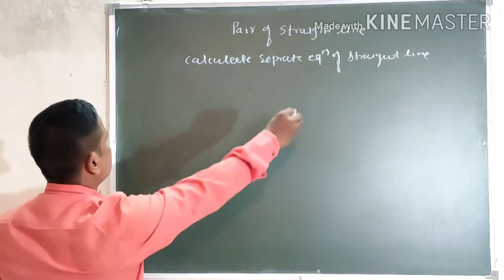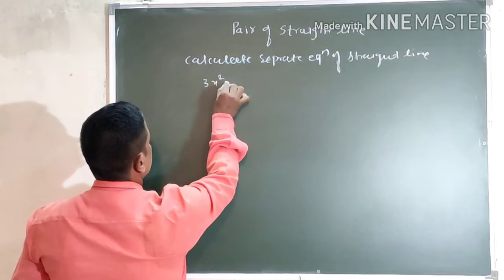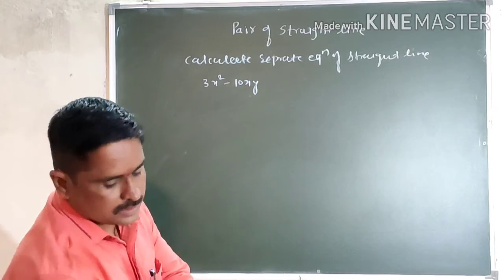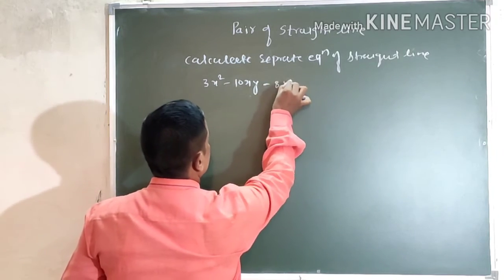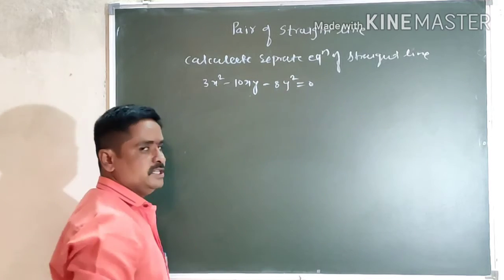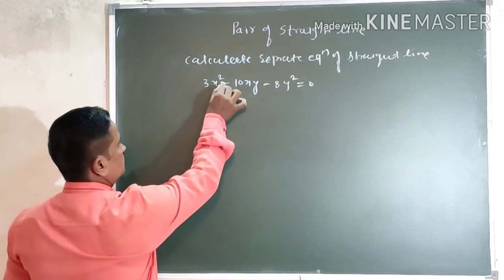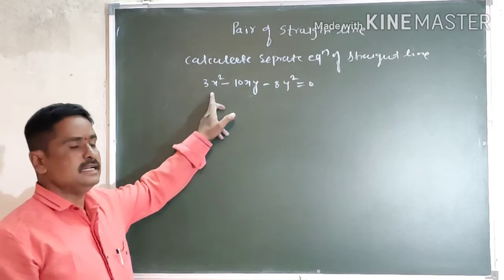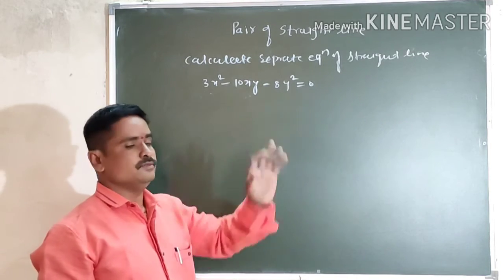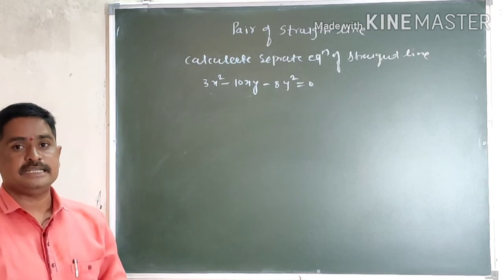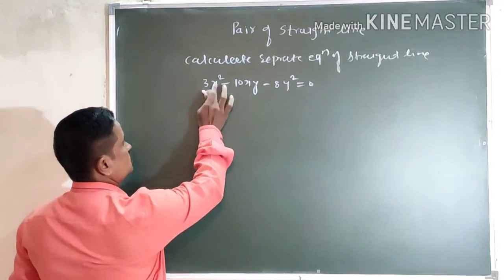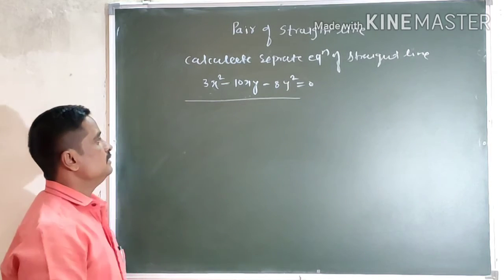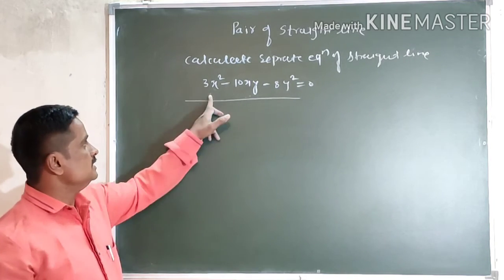3x square minus 10xy minus 8y square equals to 0. So we have the combined equation, that is 3x square minus 10xy minus 8y square equals to 0, and we have to find the separate equations of this joint equation. So in this case we can factorize this equation.